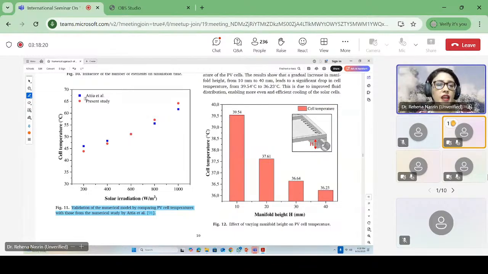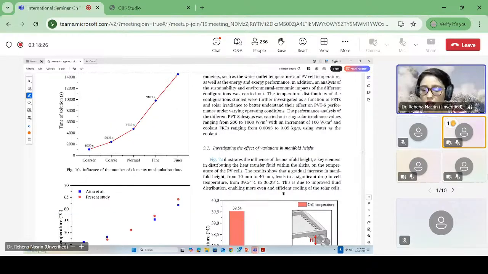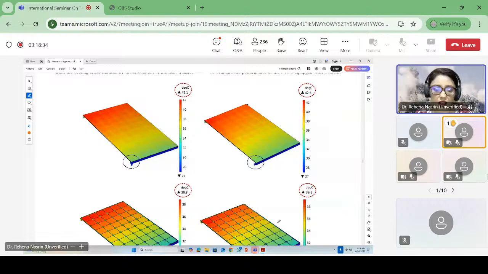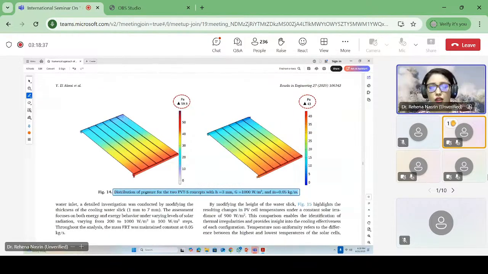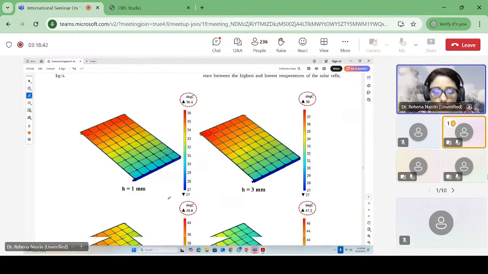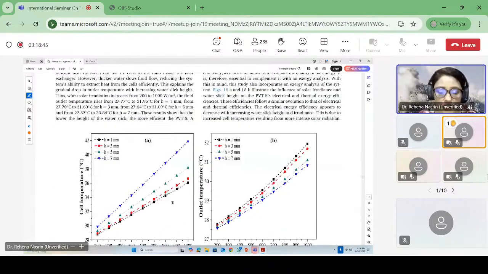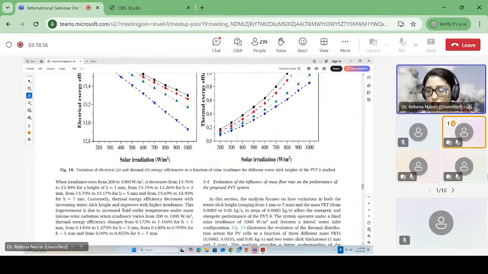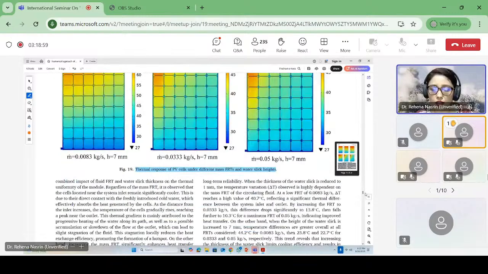Validation is conducted against Atia et al. And these are the results. This height is known as the manifold height, and there are the contour plots of the pressure distribution. Here we can see the pressure distribution. These are the contour plots. We can show this plot using Tecplot 360, and these are the Excel plots. Excel software generates this plot using the data from COMSOL Multiphysics.